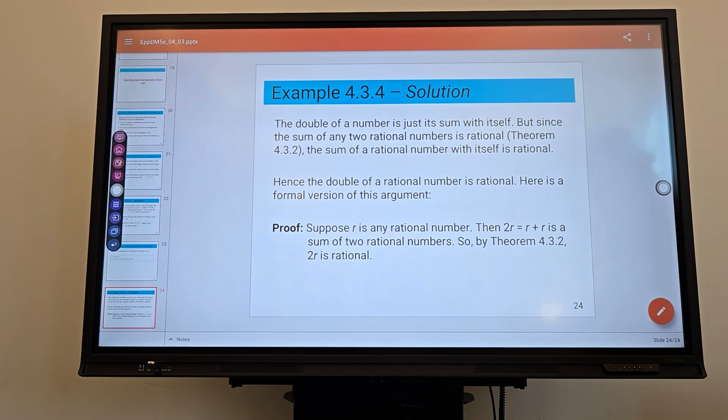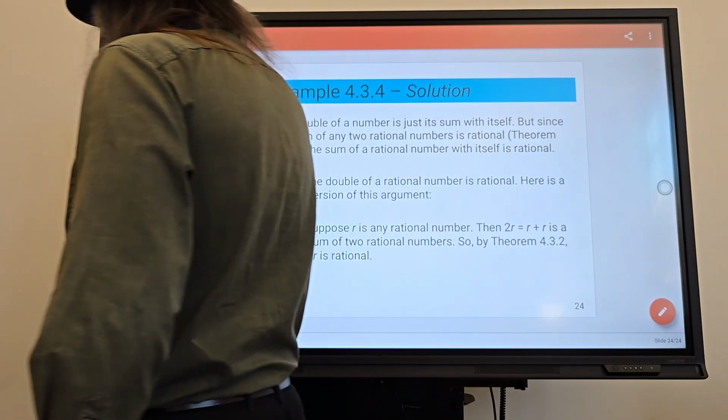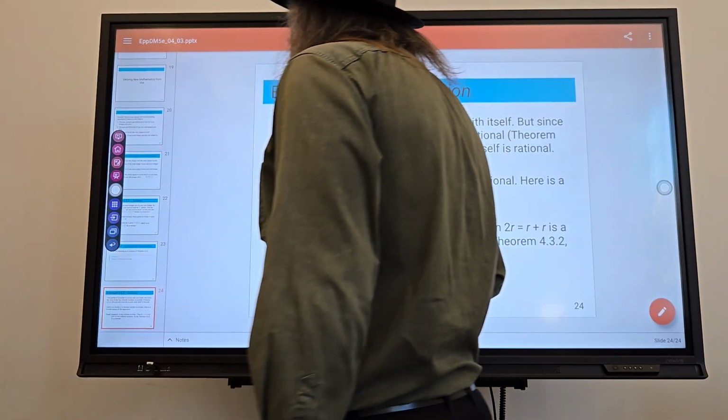And the proof is just a couple, 3 sentences? Yeah. And this was a brief section. Oh, okay.